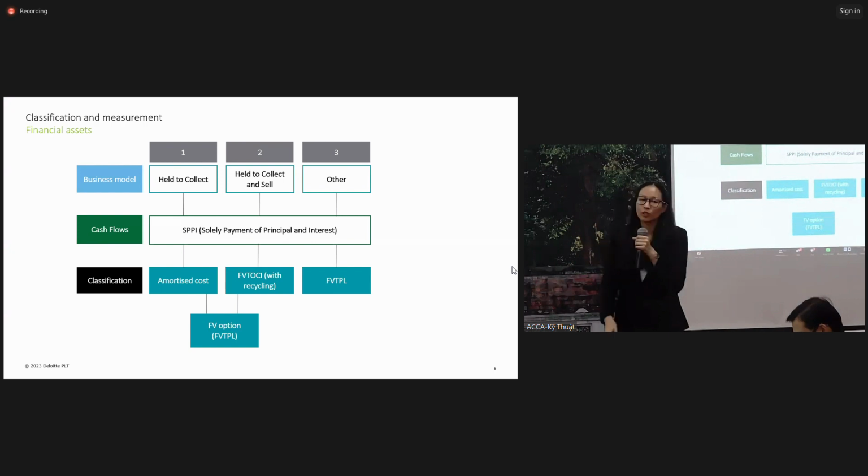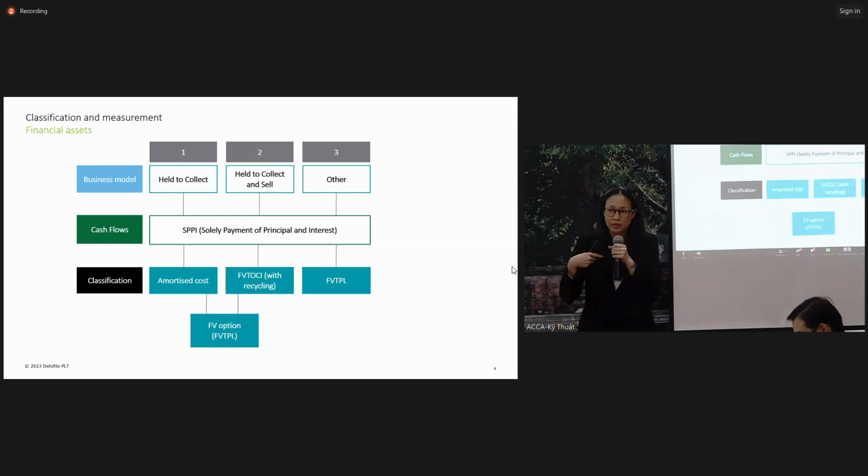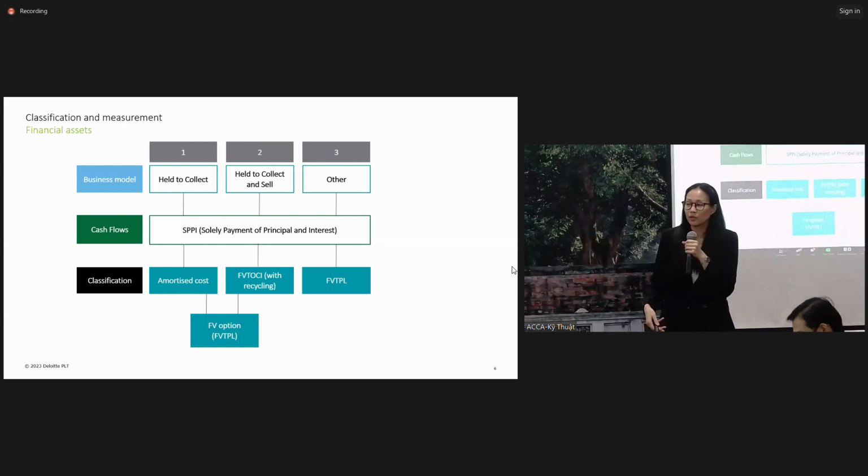So the common financial asset would be your trade receivables. You expect to collect the full amount of the receivable, and a receivable would meet the SPPI test. So that will be accounted for as amortized cost.